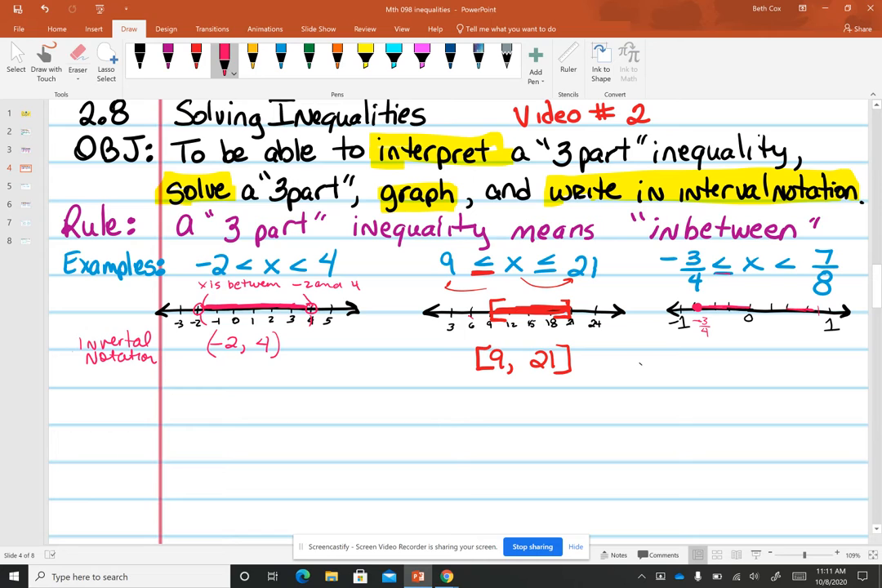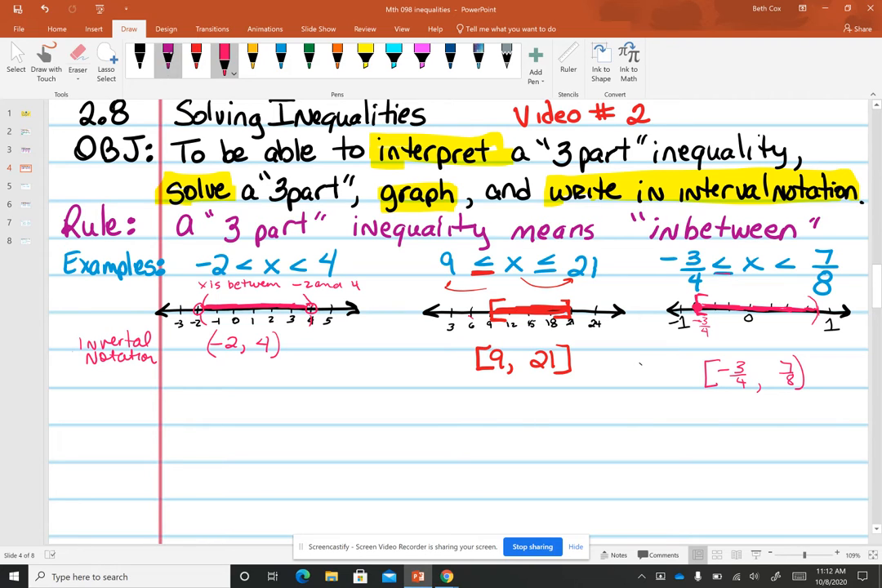Okay, and so here we go. Now there's not an equals on the 7/8. So there's an equal on the 3/4 and not an equal on the 7/8. So there we go. Okay, so this one right here is going to have a bracket on the -3/4 and a parentheses on the 7/8, and that's the interval notation for that.